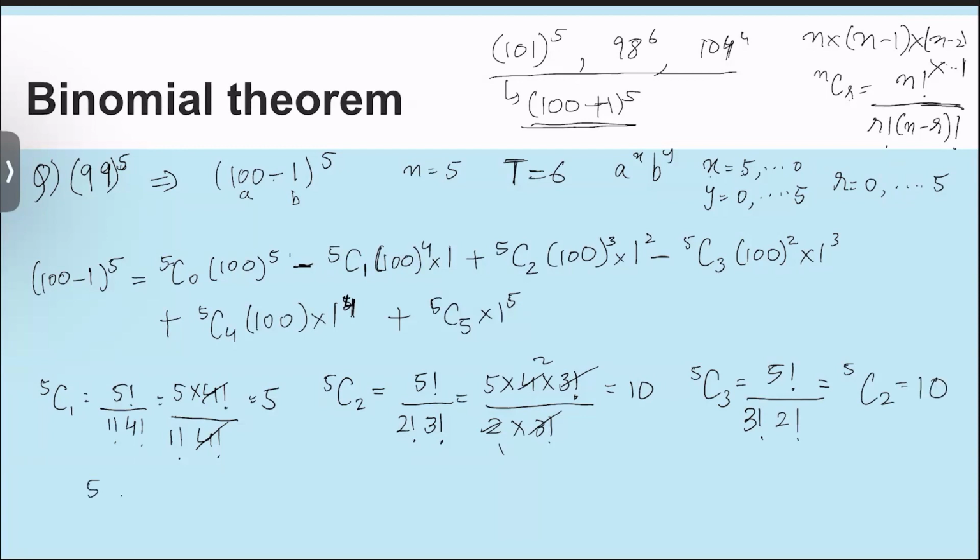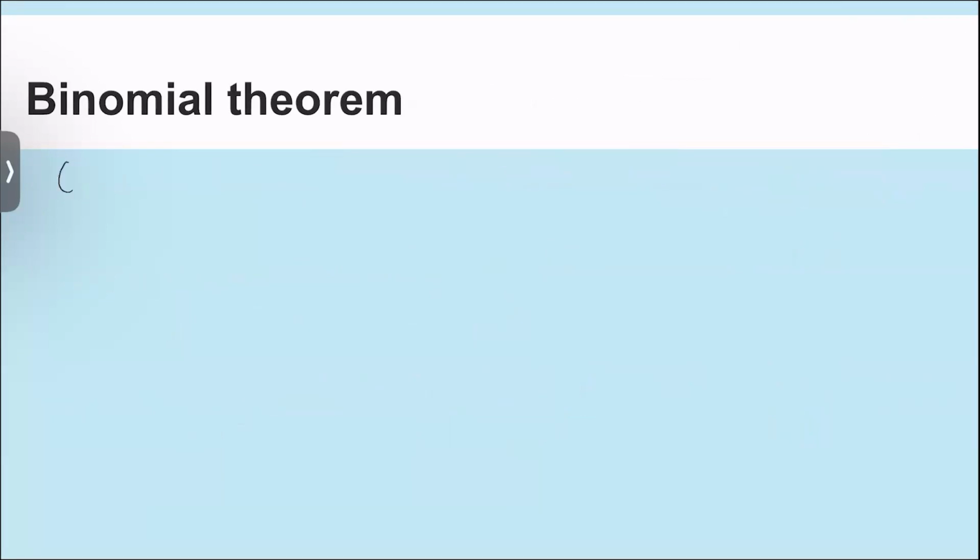And then the last one is 5C4. So when you write it in the factorial form, it's 5 factorial upon 4 factorial, 5 minus 4, 1 factorial, which is again equal to your form of 5C1. Okay, and that is going to be 5 again. So this is what we get. So rewriting all the coefficients now.